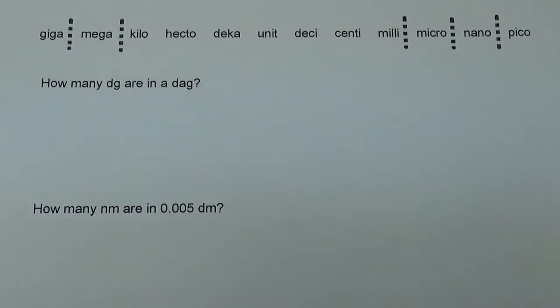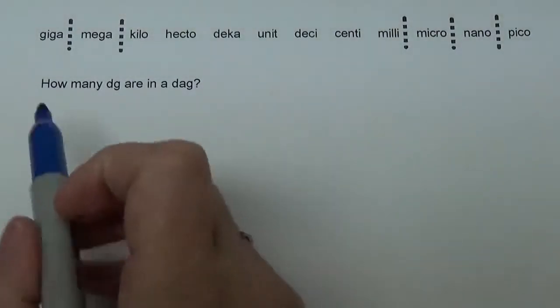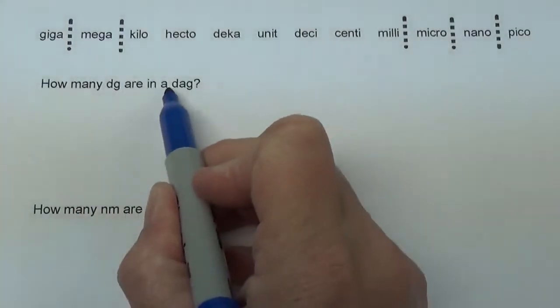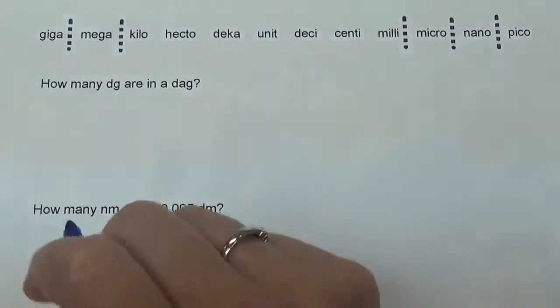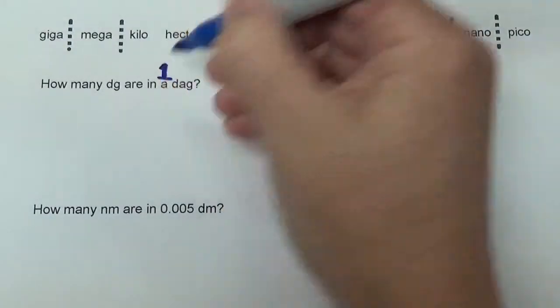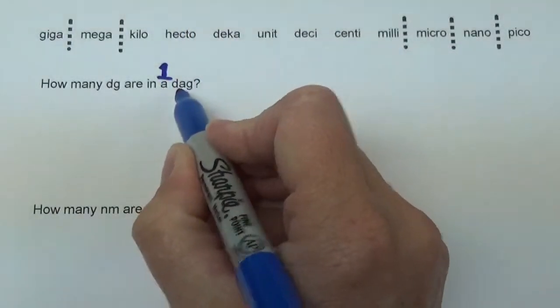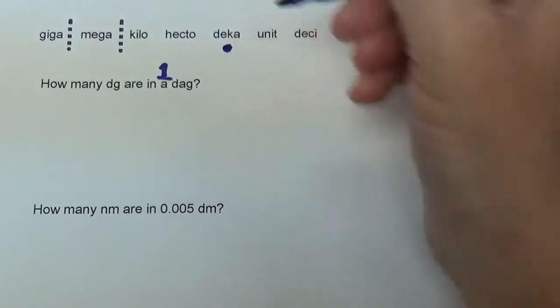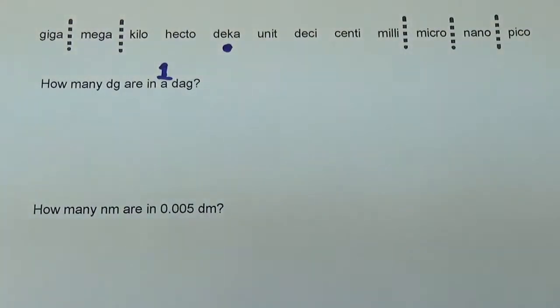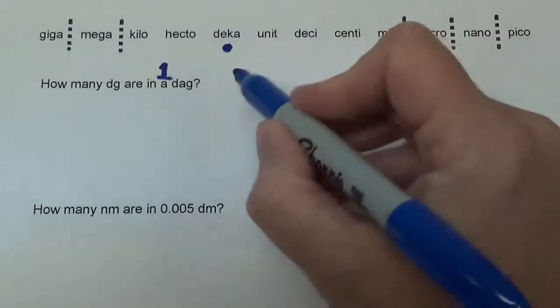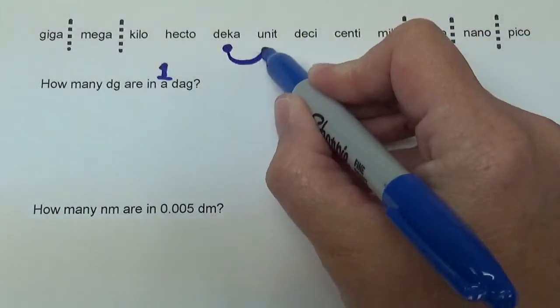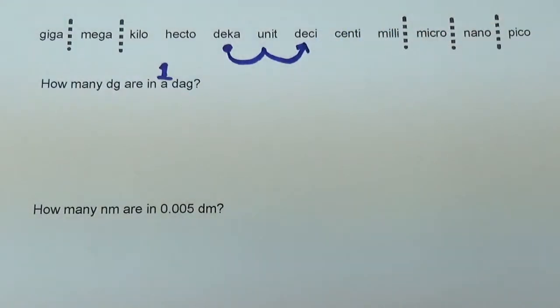Now we're going to try a couple of these. The first question says, how many decigrams are in a decagram? Well, this one's a little bit tricky because it doesn't show a number, but if it says a decagram, that means 1 decagram. So our given number is with deca, so we are starting at the prefix deca. We want to get to decigrams, so we're going to the prefix deci. So we have to move the decimal place 1, 2 places to the right.